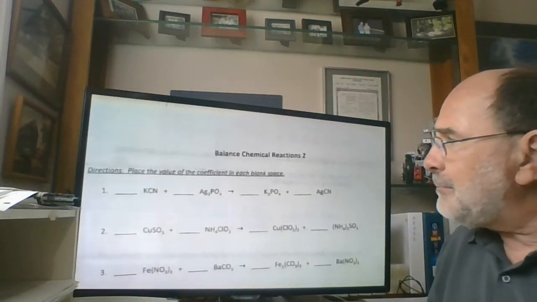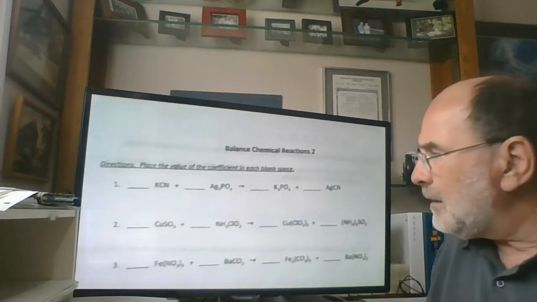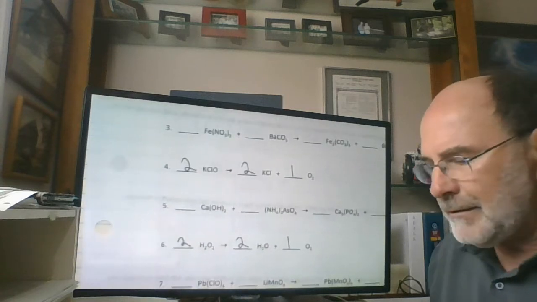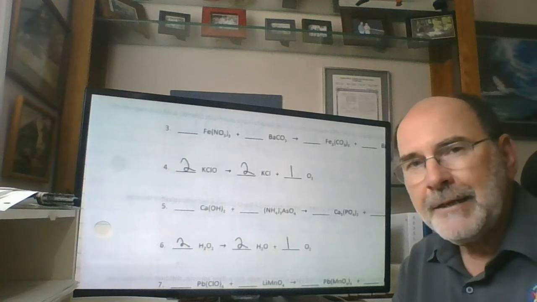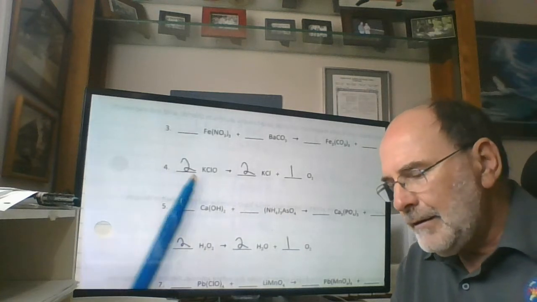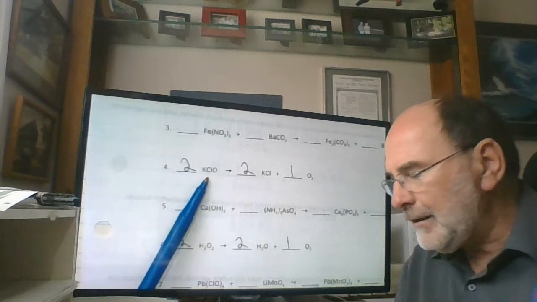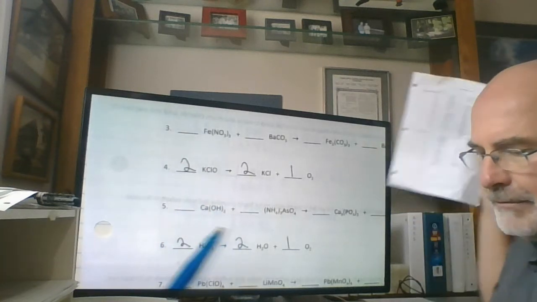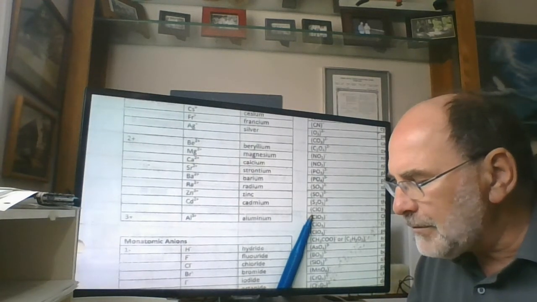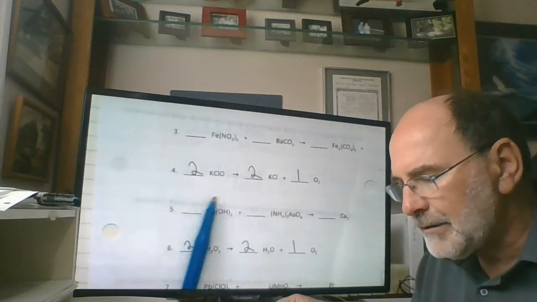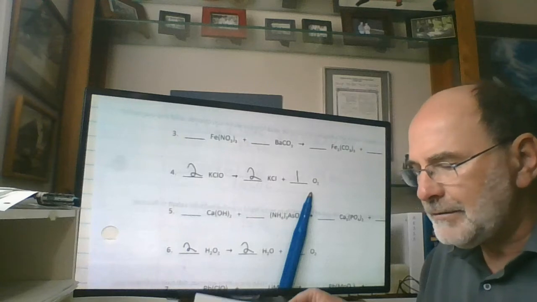A long time ago, you had a balanced chemical reactions 2 handout worksheet. I thought, why don't we just make a couple quick comments about this? Because on the CK12 video, the guy made it more complicated than necessary. Here is a balanced chemical reaction for potassium chloride, perhaps? Let me look that one up. ClO is hypochlorite. Potassium hypochlorite and potassium chloride yielding oxygen.